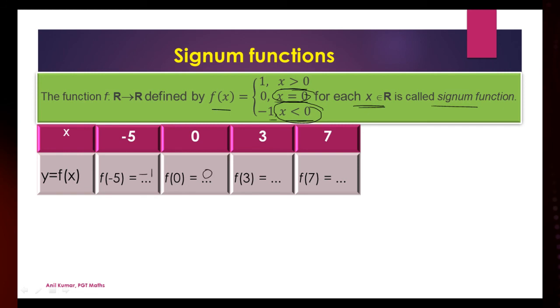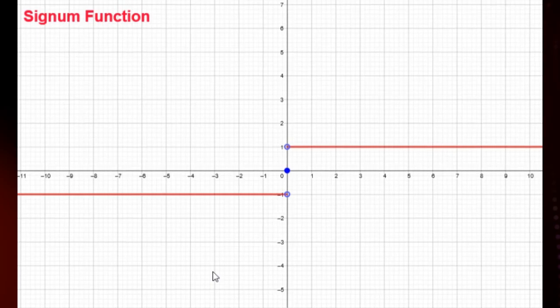If x is equal to 3, then the answer will be 1. And if x is equal to 7, then also the answer is 1. For every value of x which is more than 0, the answer will be 1 only. This is the signum function. Here you can see that when x is equal to 0, the value of the function will be 0. So here I make the dark circle. That means at x is equal to 0, it will be 0.